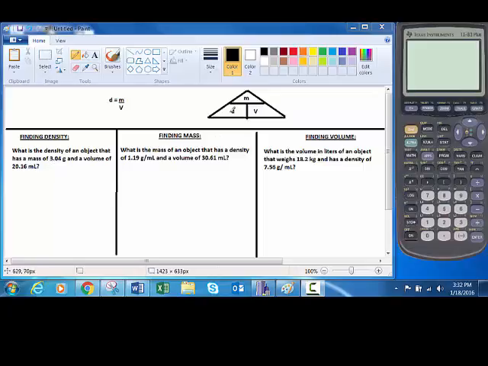The way that the triangle works is you cover up the variable that you're trying to find, and then you follow the other variables to do the math.